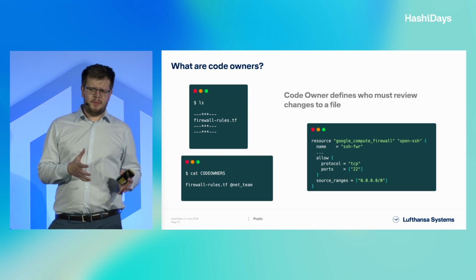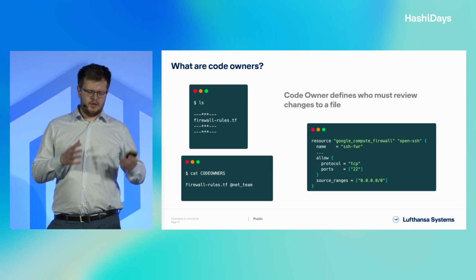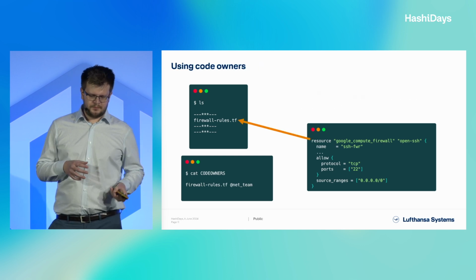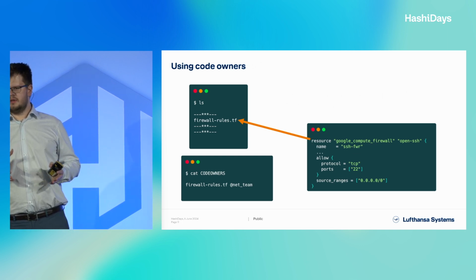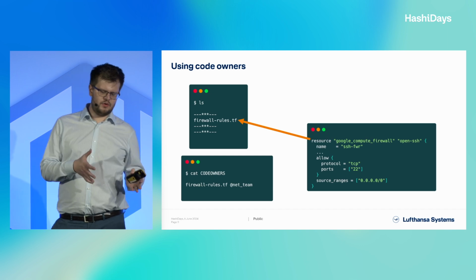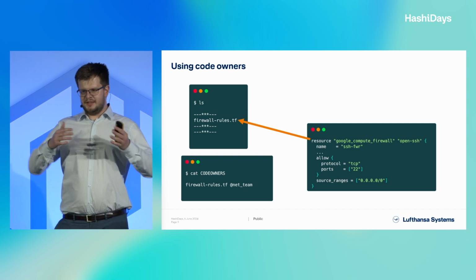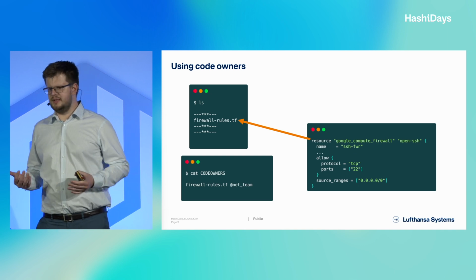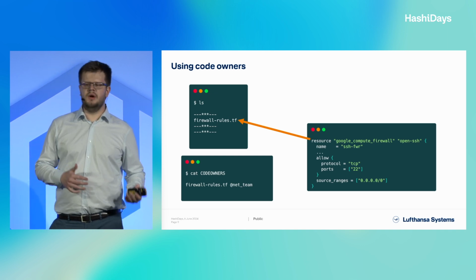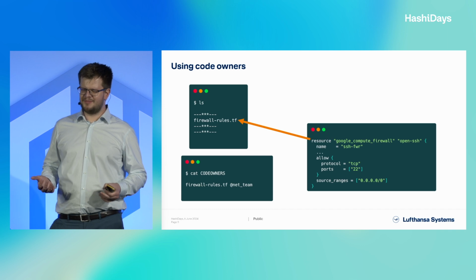So let's look at how a happy path would look for that isolation. Let's say you want to add that firewall rule. You go ahead and put it in the firewallrules.tf, then the code owner kicks in, and depending on the review done by the networking team, either it's discarded or it goes into your live environment.